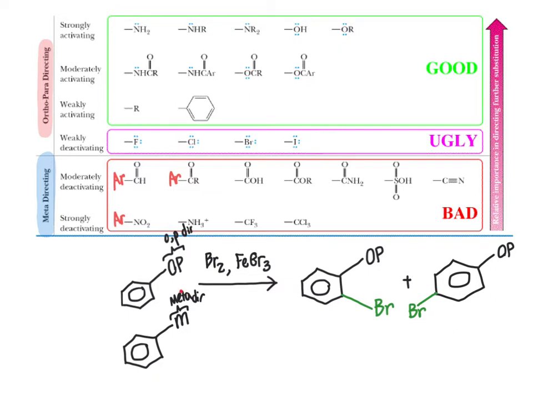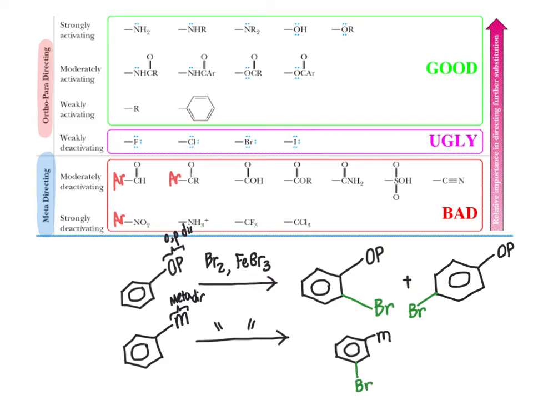We can show that schematically with a generic example at the bottom. If we have a meta director, any of these groups directly bonded to the aromatic ring, and we subject it to an EAS reaction, any EAS reaction, and I'm going to use bromine as my example here, then the product of the reaction is going to have that meta director still present on the ring, and the other group, the bromine in this case, is going to bond at the meta position. So I'm going to put the bromine here at the meta position relative to that meta director.